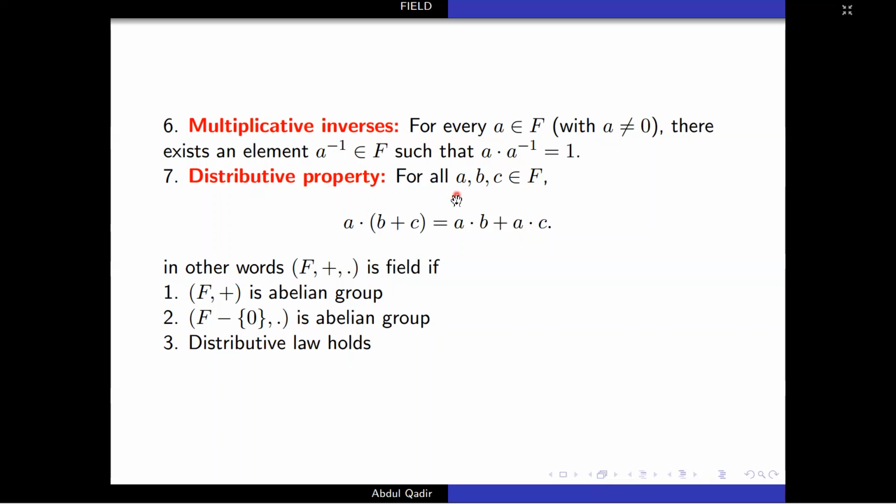And the last property is distributive property. So for all a, b, c belong to F, we know that the distributive property holds. So if all these 7 properties hold, we say that F with the two operations multiplication and addition is a field. So in other words, we can also define field: the set F with two operations, addition and multiplication, is a field if F with respect to addition is an abelian group.